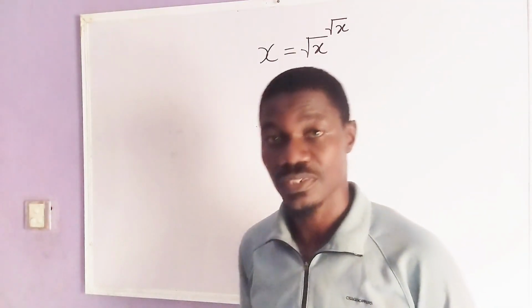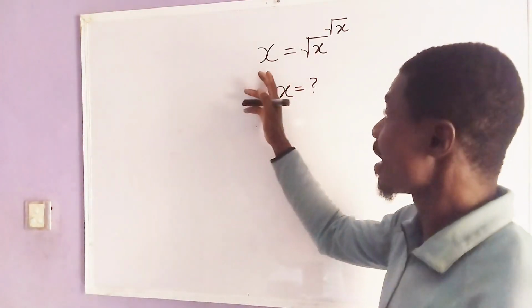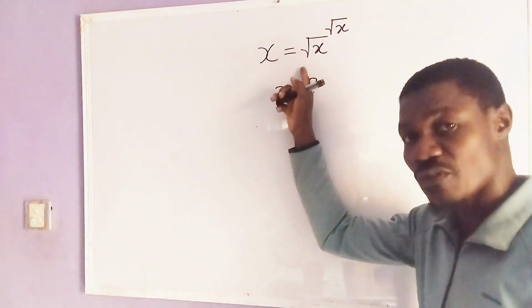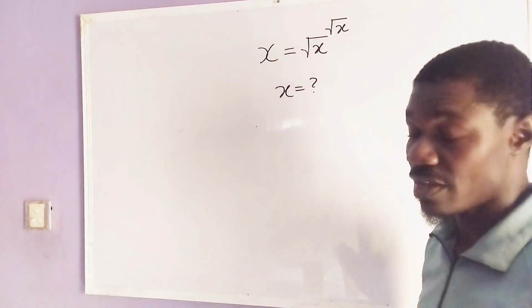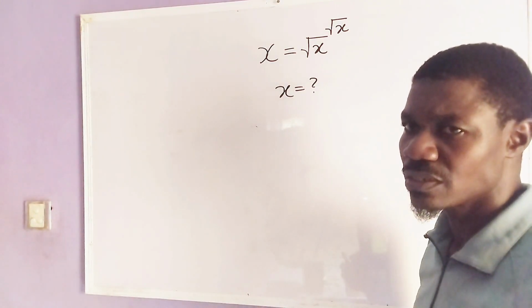Now before us is this beautiful Olympiad question, and it says that x equals the square root of x raised to the power of the square root of x, and we're asked to find the value of x. So how do we get to do this?